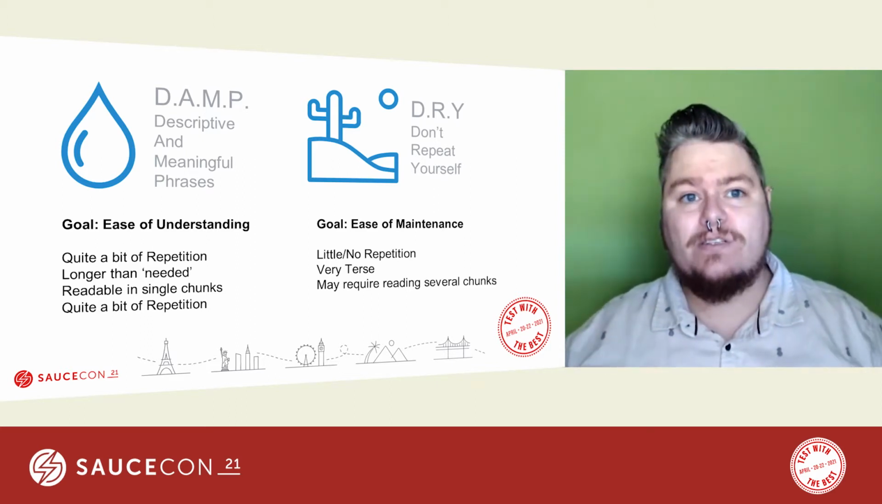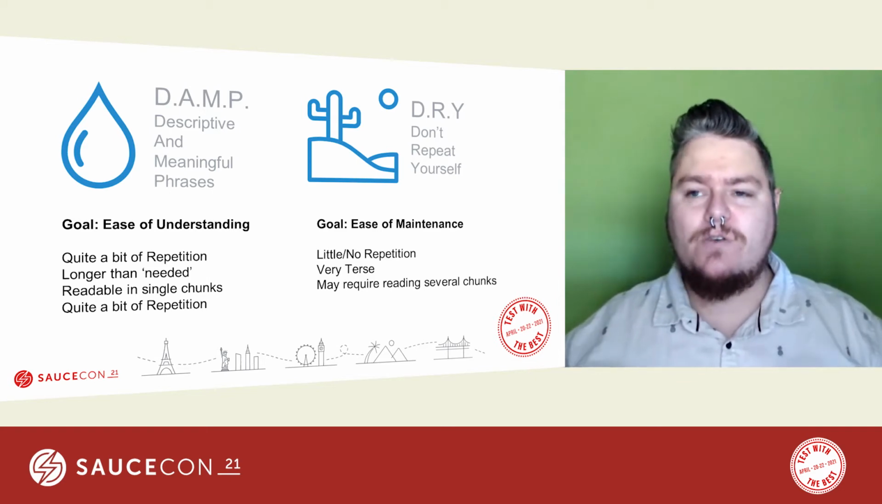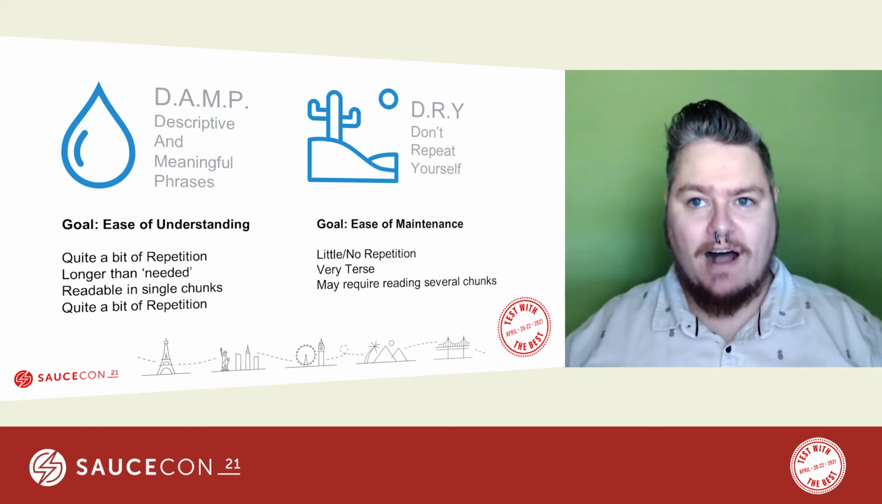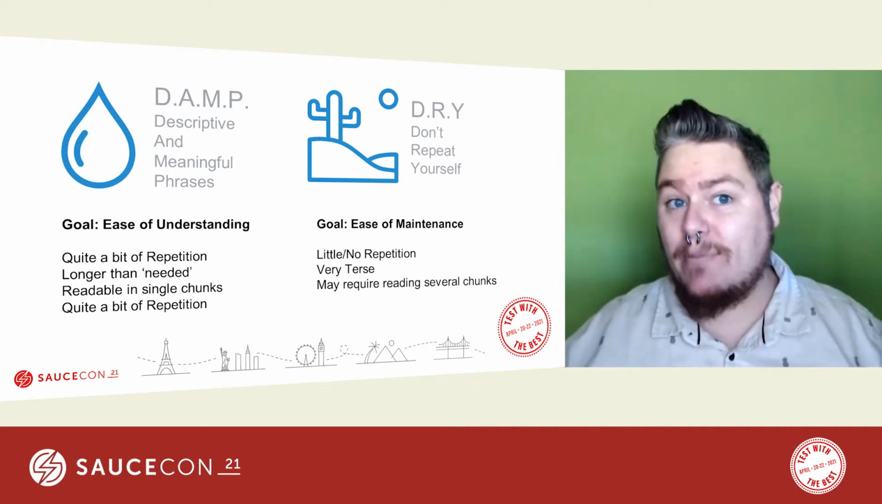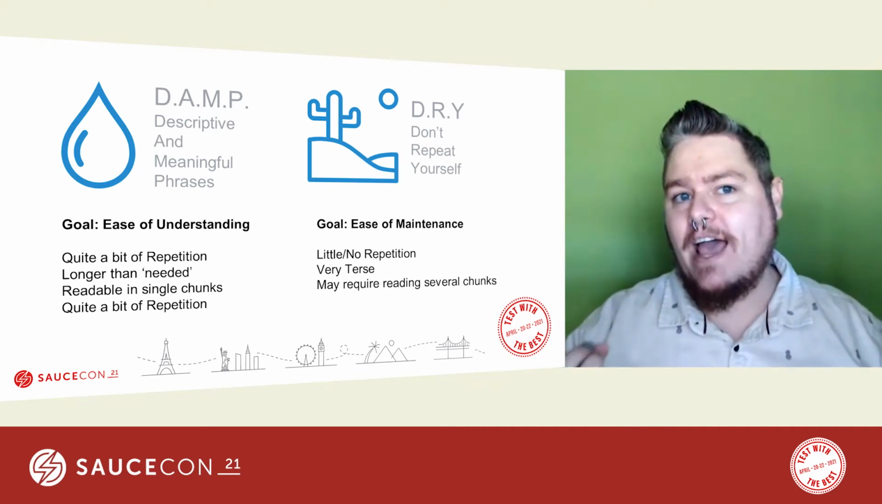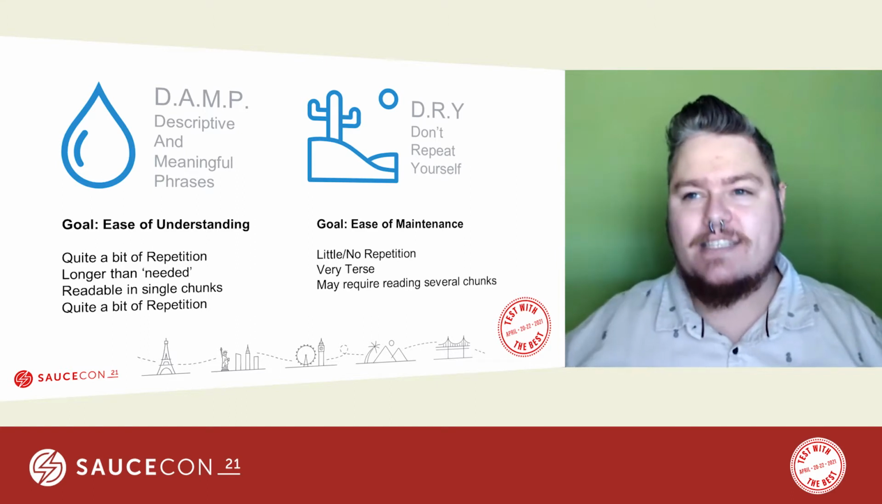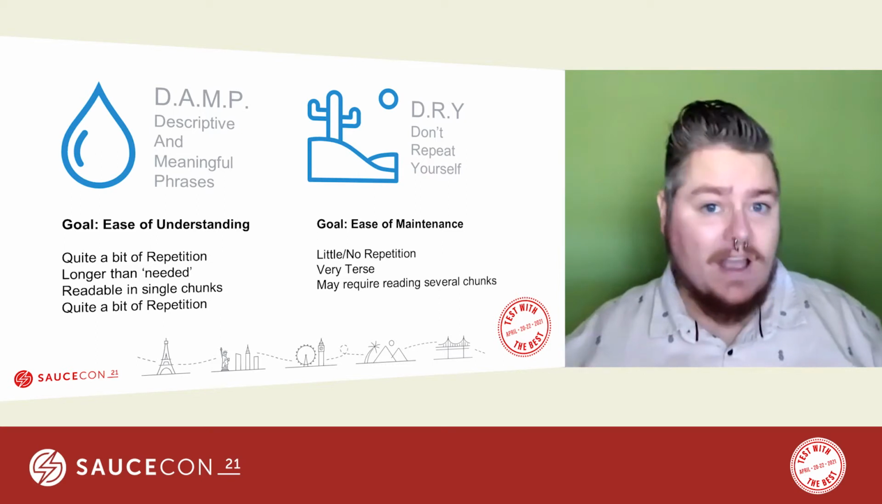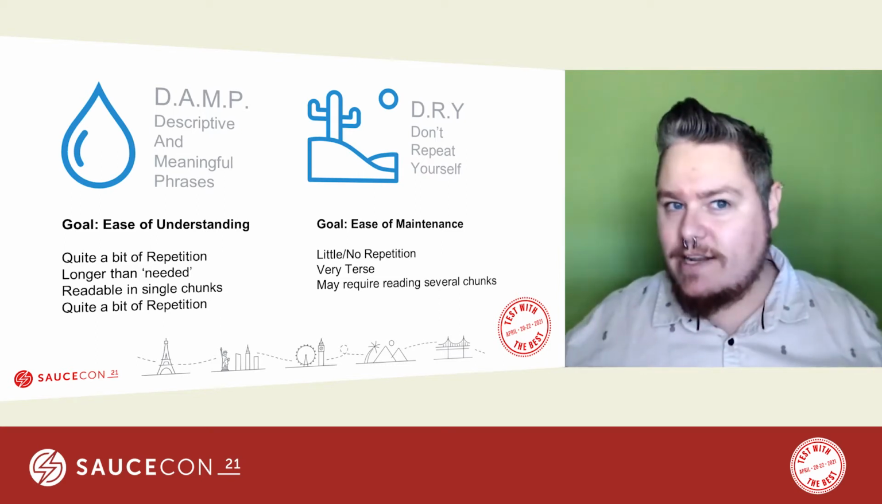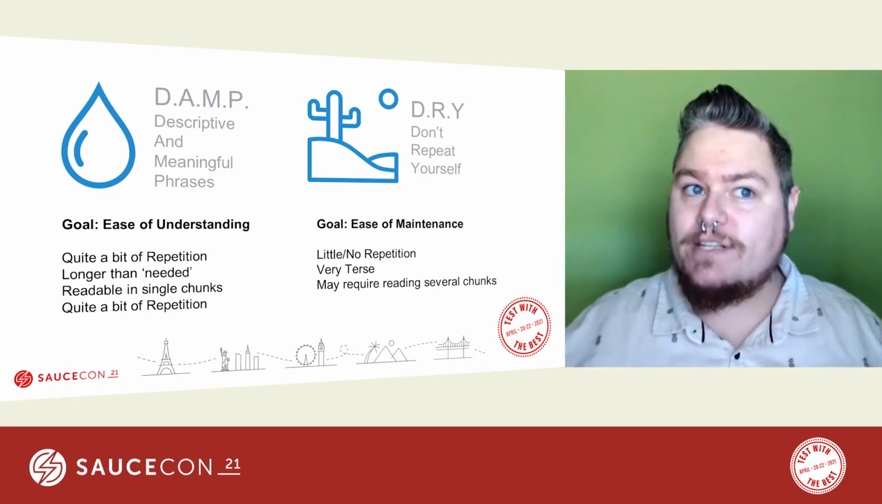With test code, we want to do that, but we also want to make sure that we don't go too far. Again, tests need to remain readable. So they should be DAMP. They need to have descriptive and meaningful phrases. And sometimes that might mean you have several phrases that sound almost exactly the same, but that's okay. Test code needs to be readable and it needs to tell you what it's doing.